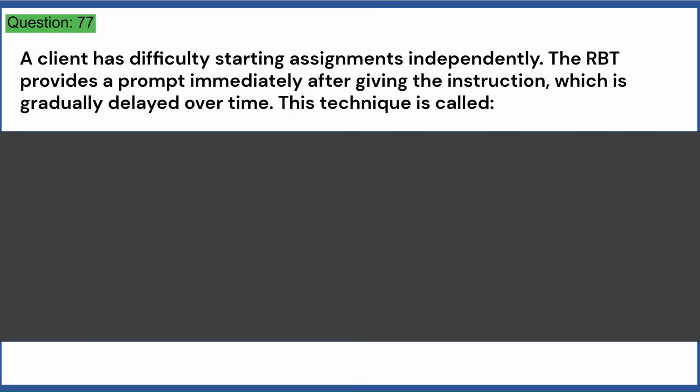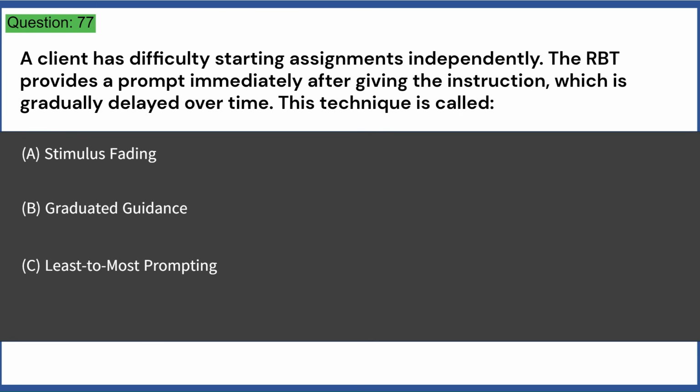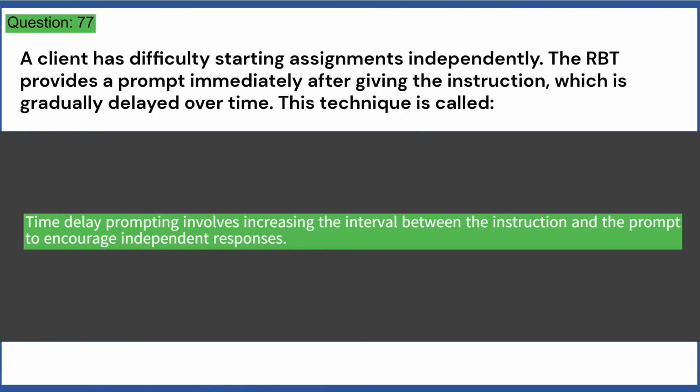A client has difficulty starting assignments independently. The RBT provides a prompt immediately after giving the instruction, which is gradually delayed over time. This technique is called A. Stimulus fading. B. Graduated guidance. C. Least to most prompting. D. Time delay prompting. Answer D. Time delay prompting involves increasing the interval between the instruction and the prompt to encourage independent responses.